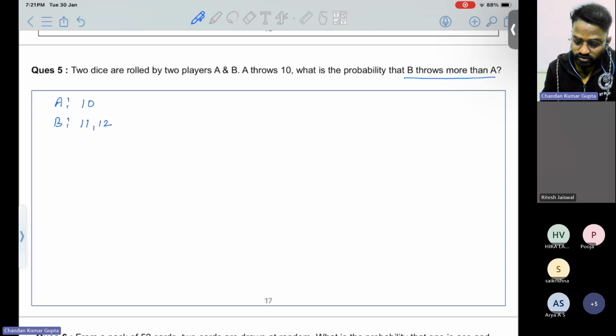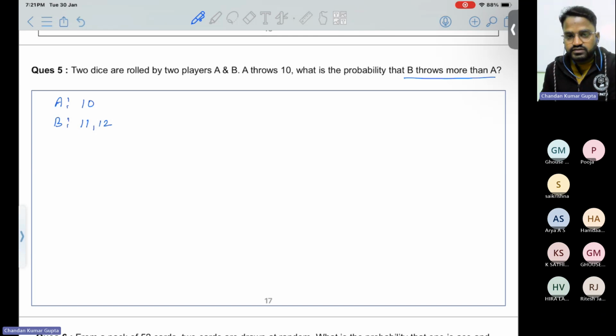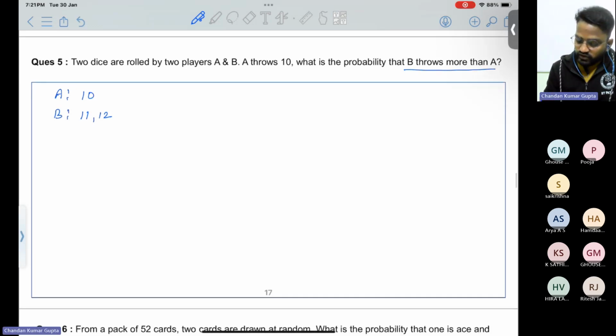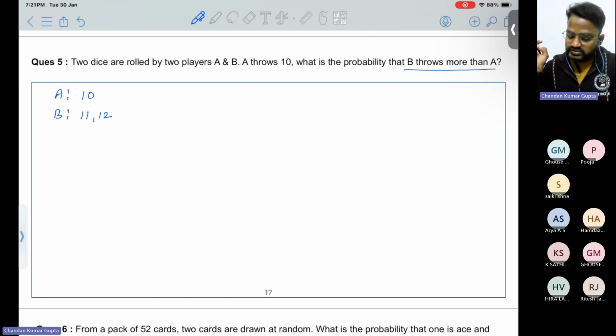Here, two dice are rolled. Anyone wants to ask anything? Okay. Here, when we roll two dice, the sum on the top of both dice varies from 2 to 12, and this is the sum on both dice.